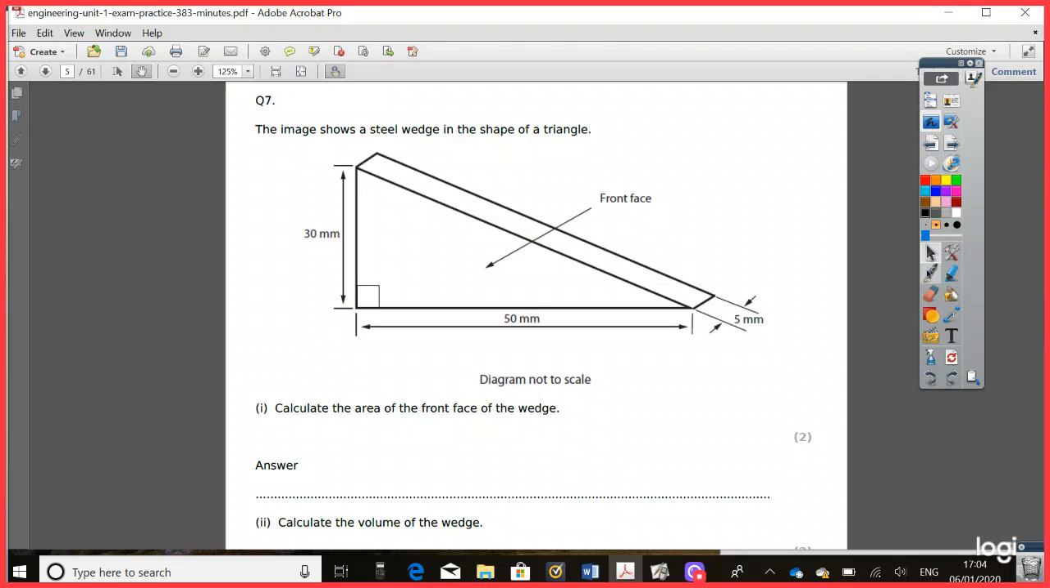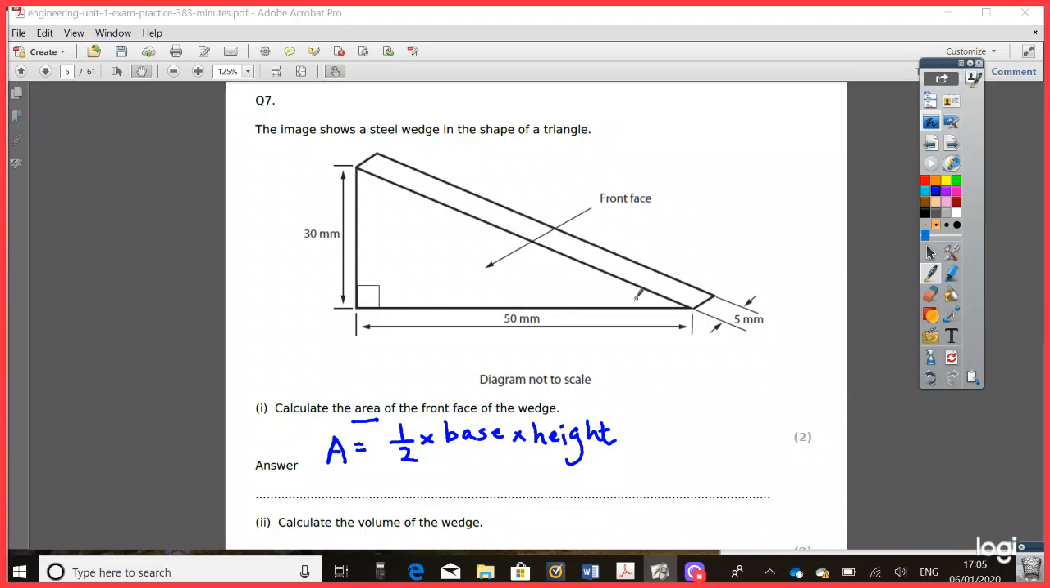So this question is to calculate the area of the front face of the wedge. Now it's very nice of them to point out where the front face is. So area, what shape? Triangle. What formula? The formula is half the base times the height. I hope that is what you learned and rhymed in your GCSE maths lessons before. So write that out. That would give you 1 mark.